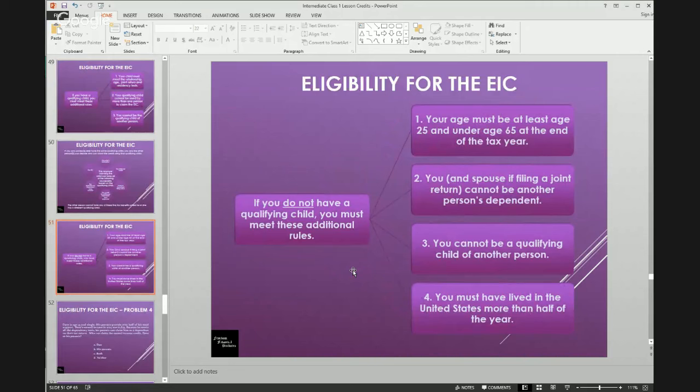If you do not have a qualifying child, so meaning there's no qualifying child in the picture, there are additional requirements. Your age must be at least 25 and under the age of 65 at the end of the year. You and your spouse, if filing a joint return, cannot be another person's dependent, and you cannot be a qualifying child of another return, and you must have lived in the United States for more than half the year.